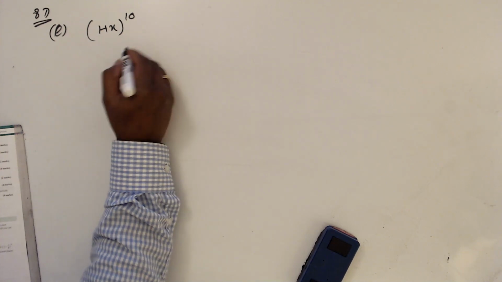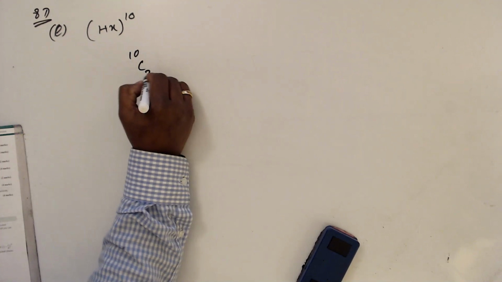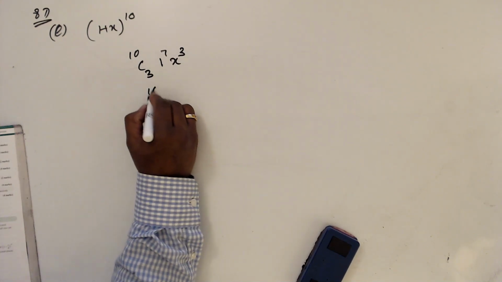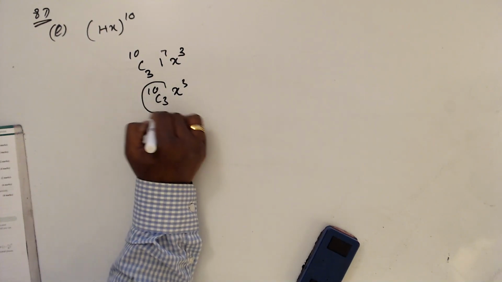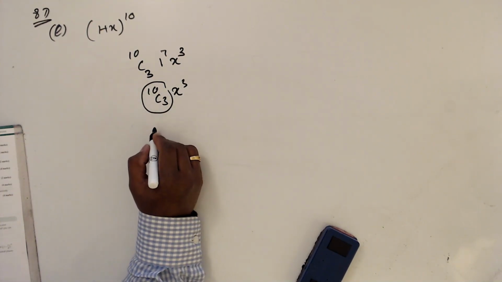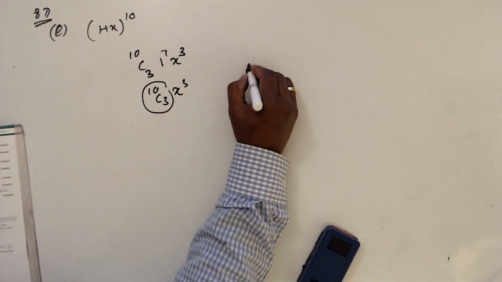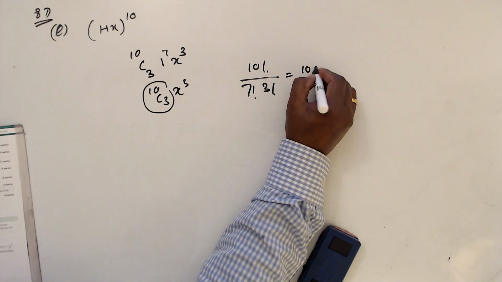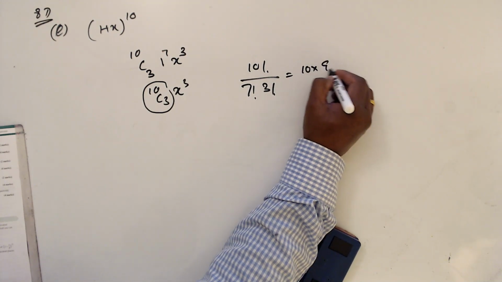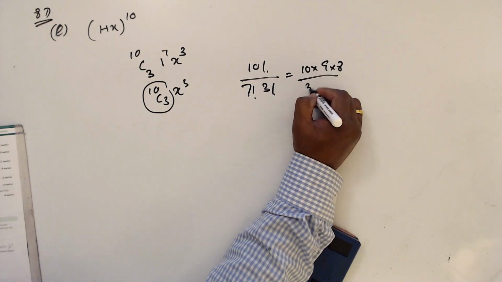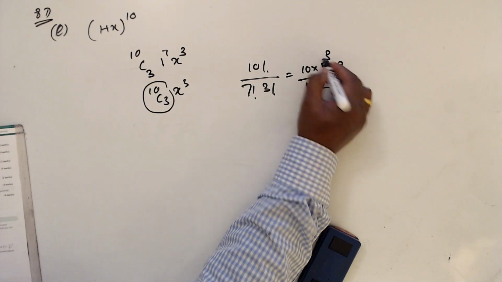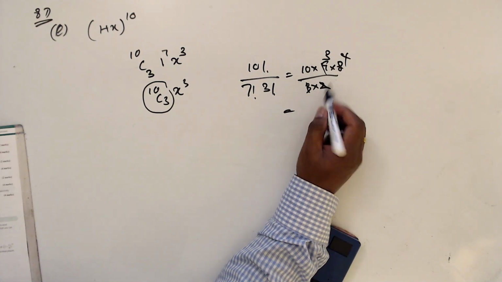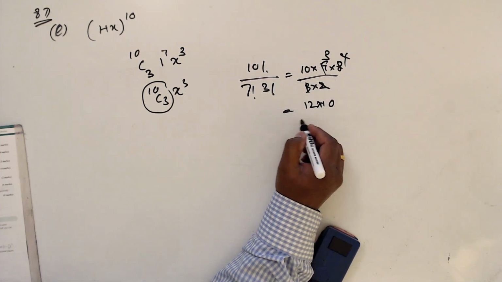This is 1080 x cubed. This is going to be 10c3 x cubed and 1 to the 7. Basically 10c3 x cubed. The coefficient is going to be 10c3. So 10c3 is factorial 10 over factorial 3 and factorial 7. 10 times 9 times 8 over 3 times 2. So this is 2, this is 3 and this is 2, this is 4. So this is going to be 12 times 10, 120.